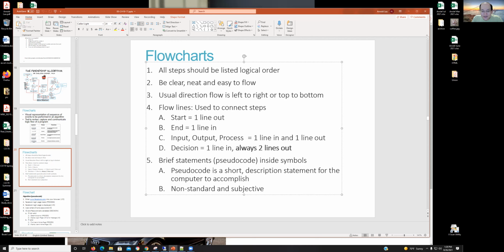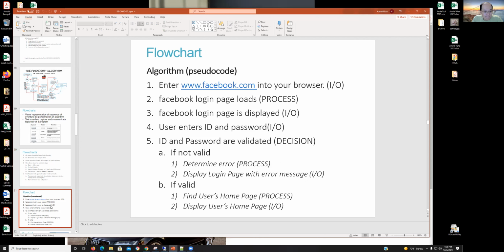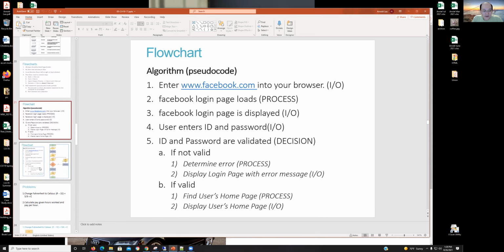And then within the symbol, you can have little statements, could be pseudocode, and we'll talk about pseudocode later. It will basically say, add ABC. So whatever the values are in ABC, I'm going to add them together. So it's a short description of the statement for the computer to accomplish.